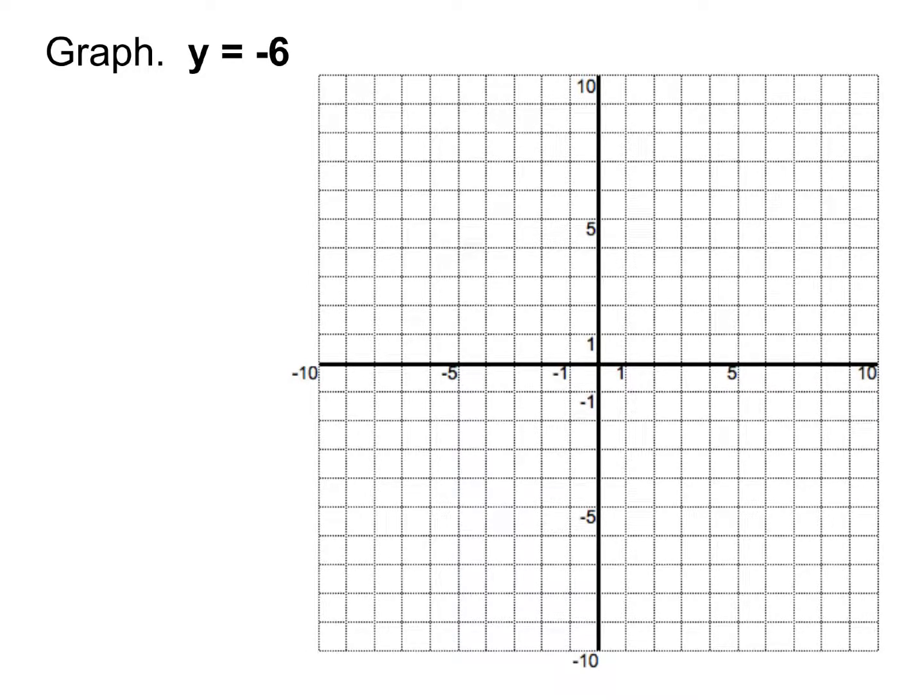So next up, practicing that idea. Here we got y equals -6. So you should be looking at another horizontal line. This one is at a height of -6. So we should be looking at something that looks like that.